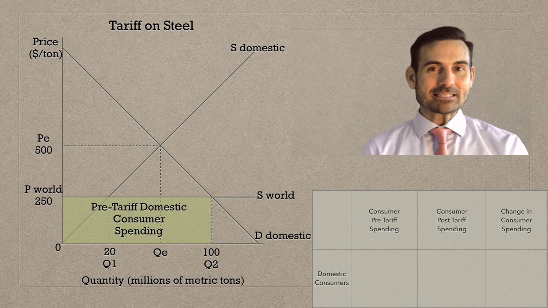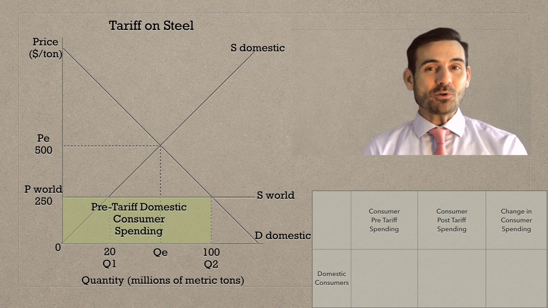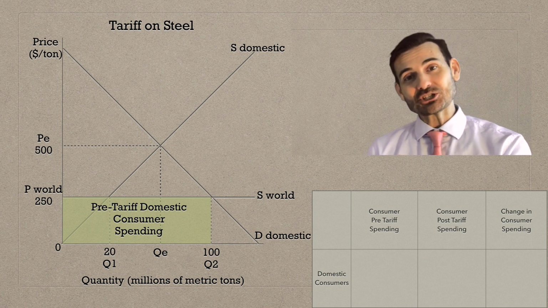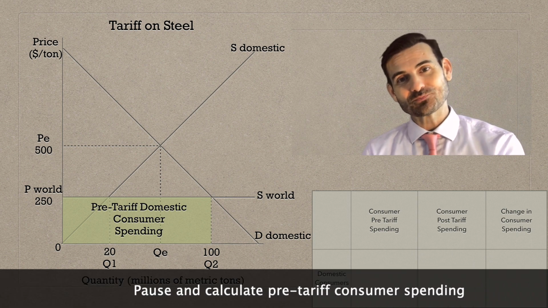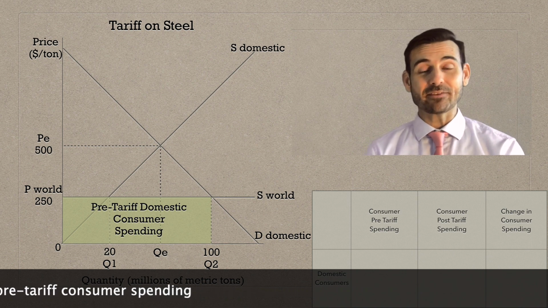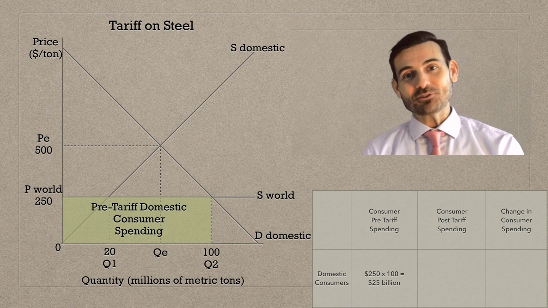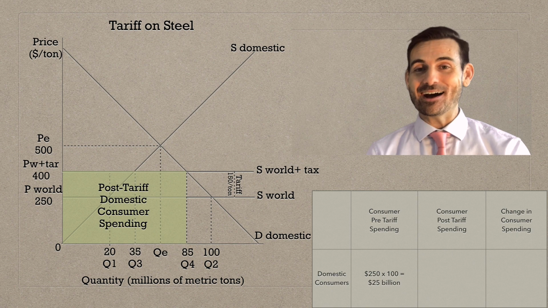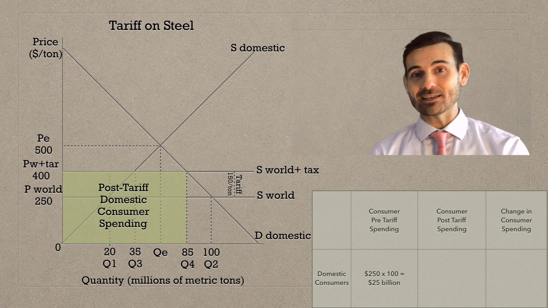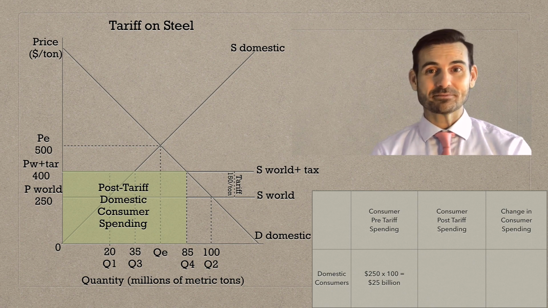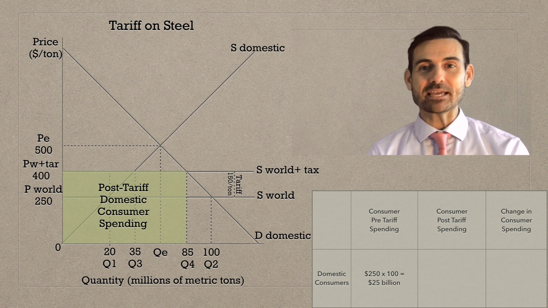Finally, you might be asked to calculate the change in consumer spending. Before the tariff, you can see here that consumer spending was equal to the price world times Q2. To calculate this, simply take the price world times Q2. After the tariff, however, consumers must pay a higher price, P world plus tariff, and they're going to demand less than they did pre-tariff. Therefore, to find out how much consumers spent after the tariff, simply take price world plus tariff times Q4.